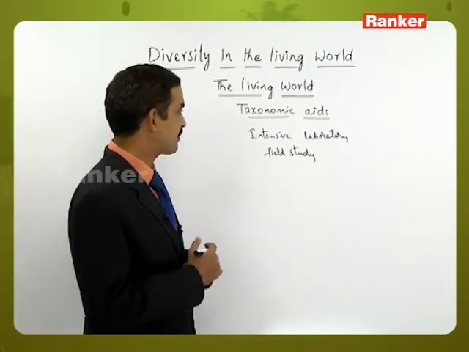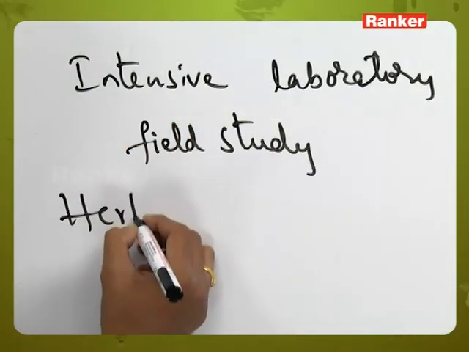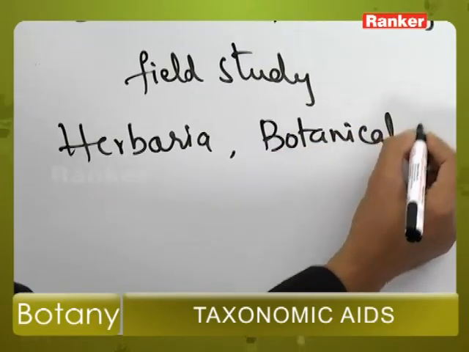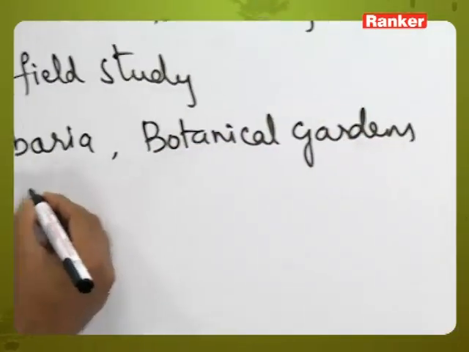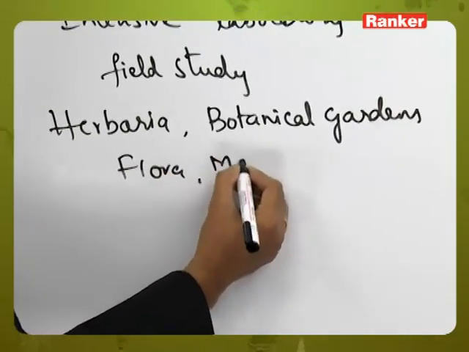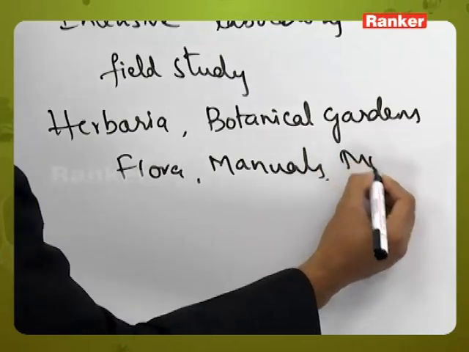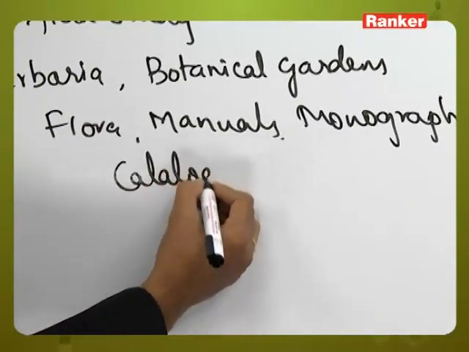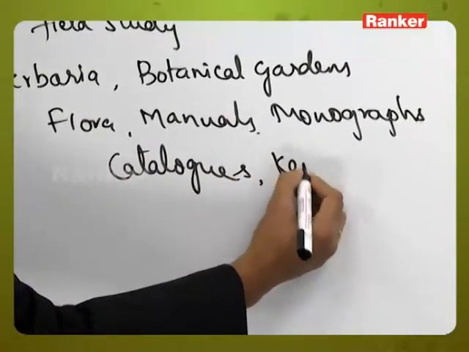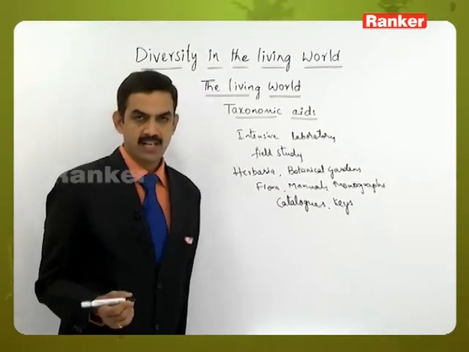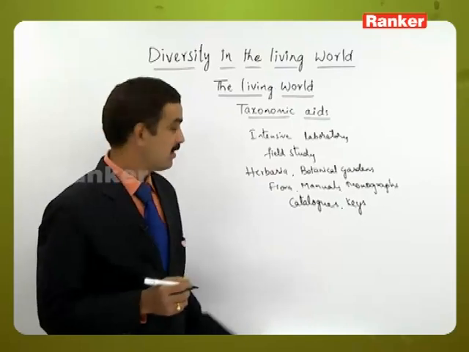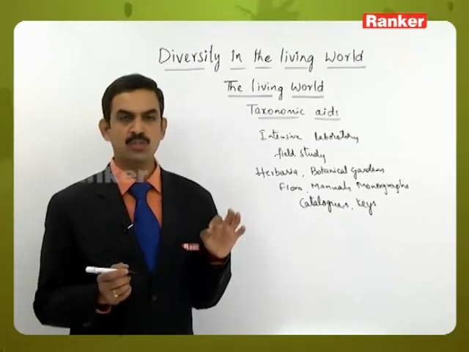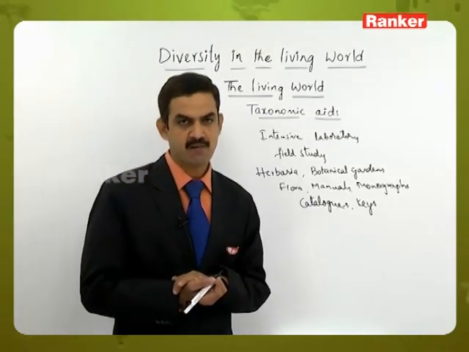So let us start with the various types of taxonomic aids such as herbaria, botanical gardens, flora, manuals, monographs, catalog, keys, etc. These are various types of taxonomic aids which are helping in the correct identification of the plants. Further, as we said, intensive laboratory and field study is very much necessary to give the authentic and correct information related to the identification of the plants.